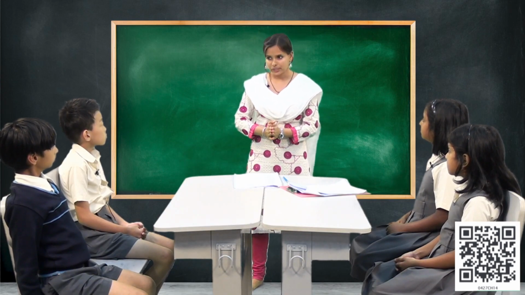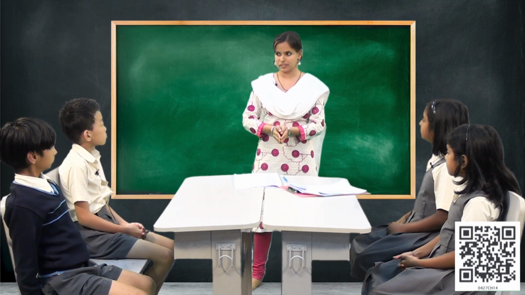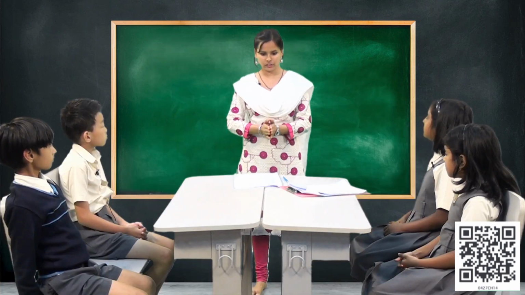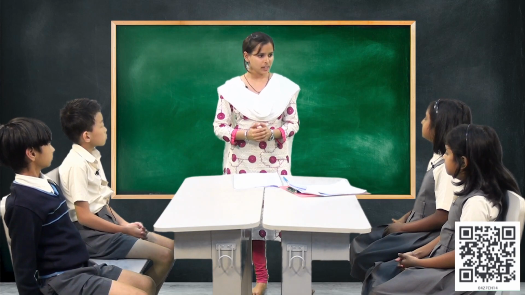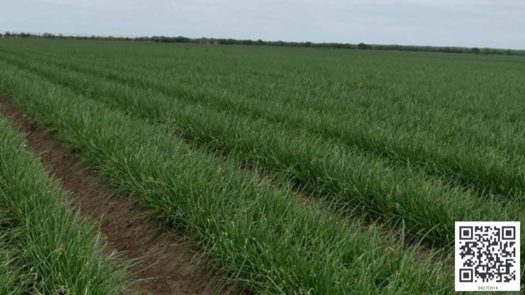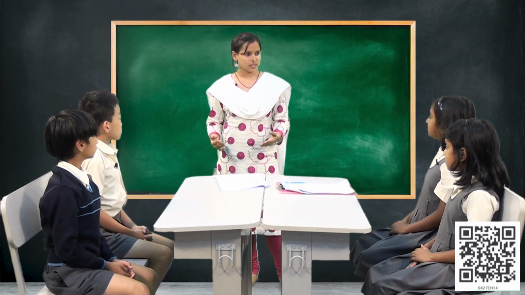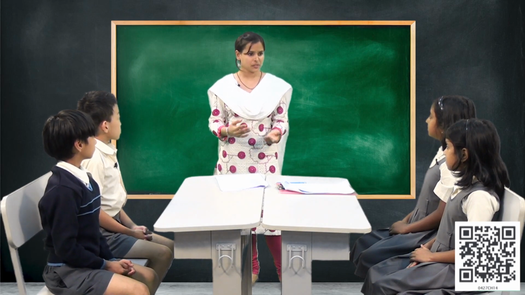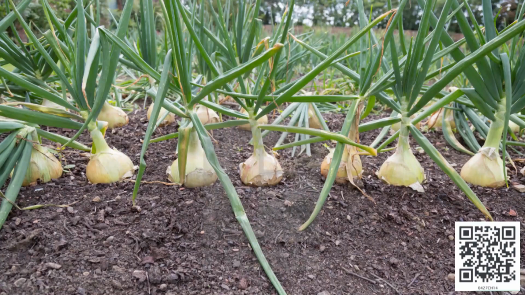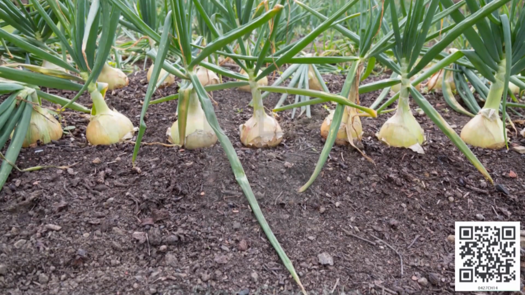Now children, can you tell me what will happen after we remove the weeds? Ma'am, plants will grow in a healthier way. Very good children. The plants will grow in a healthier way. Now, in the next step, after the sprouting of the onions, the plants are grown enough to reach Basava's knees. Now, the leaves have started turning yellow and they have started drying up. Now, the onions are ready to be taken out.